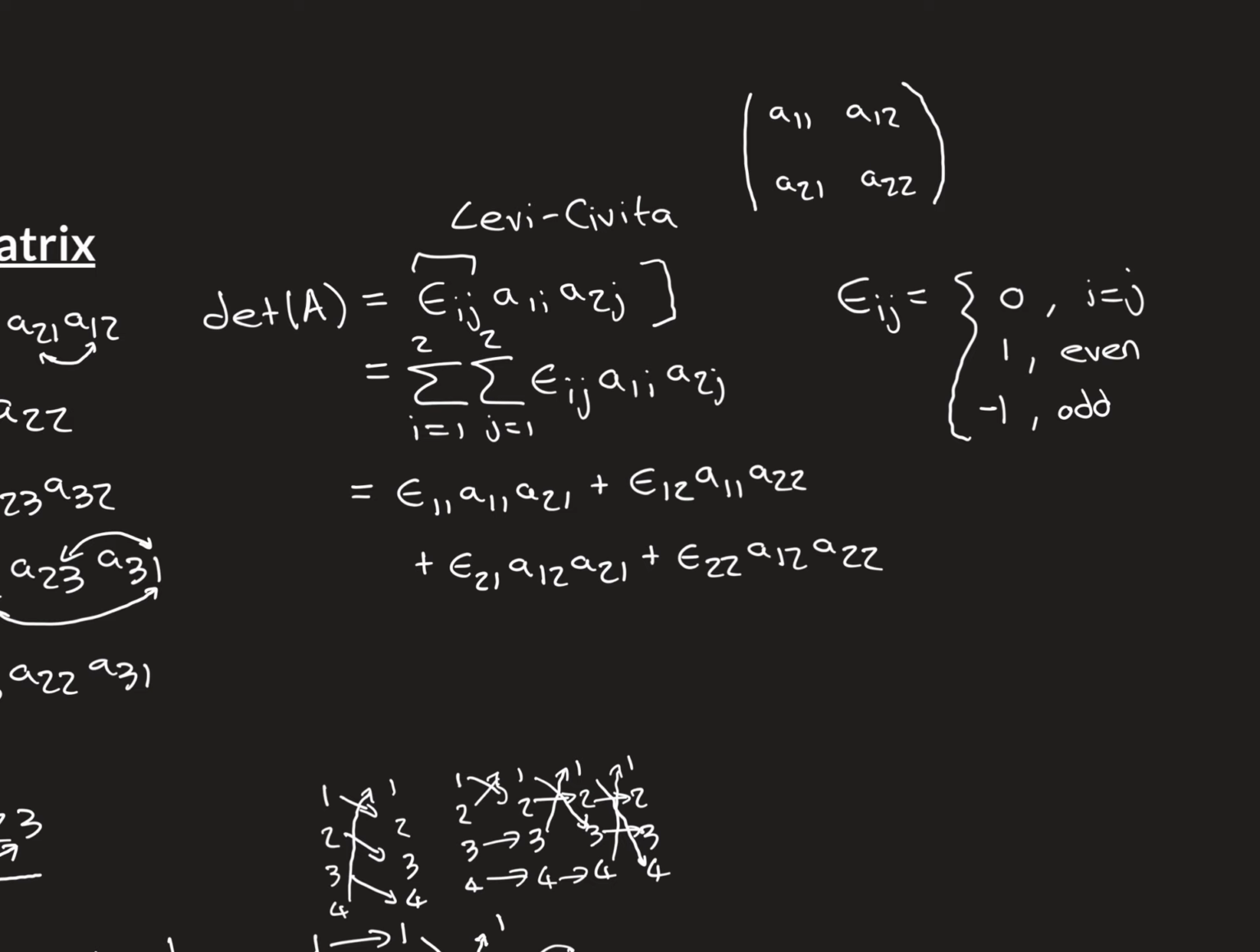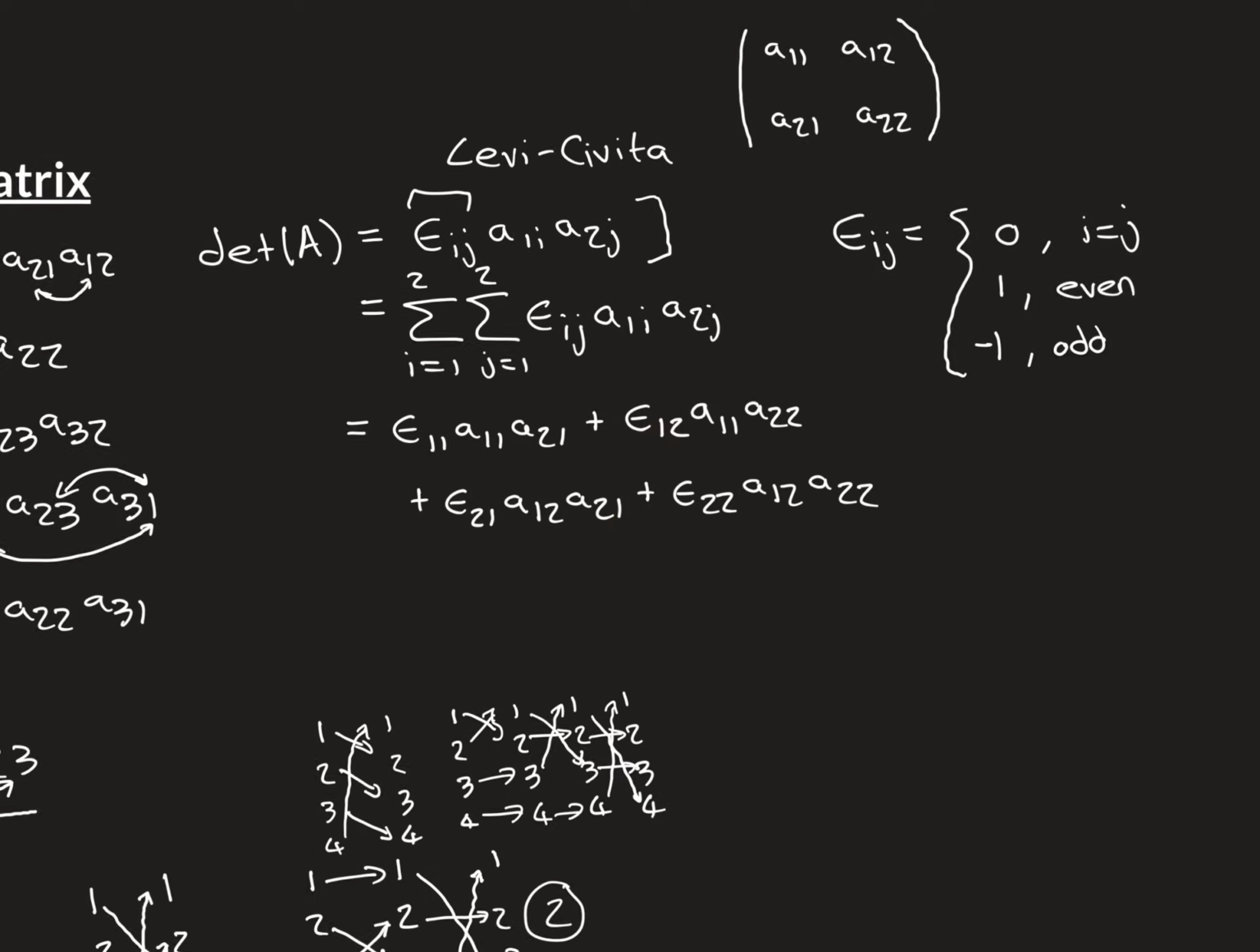So when you have epsilon 2, 1, this is going to be -1 because the indexes are the wrong way round. They need a switch, a single transposition, to get them in the correct order, and that corresponds to the switch here that is needed.